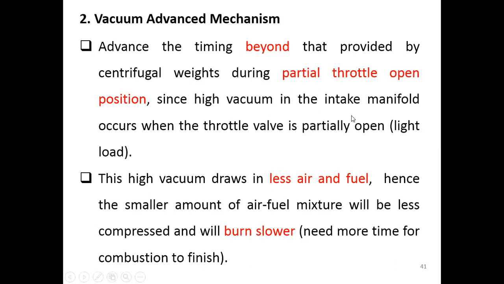During partial engine load, the engine has a high vacuum in the intake manifold. So they use this high vacuum to determine that the engine is now under partial loading, and it needs more advance under these conditions. Why? Because the high vacuum will draw in a lesser amount of air and fuel mixture.